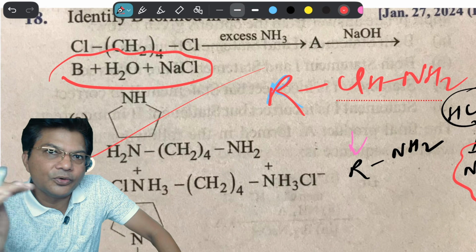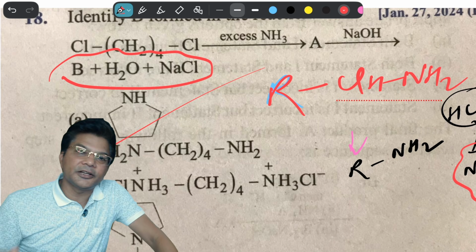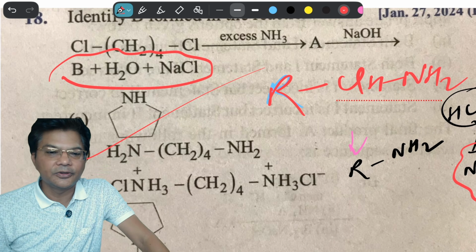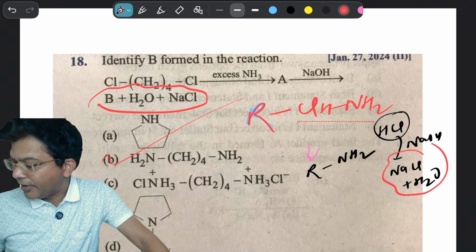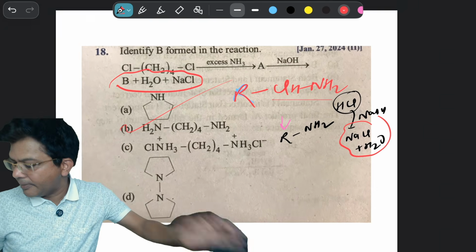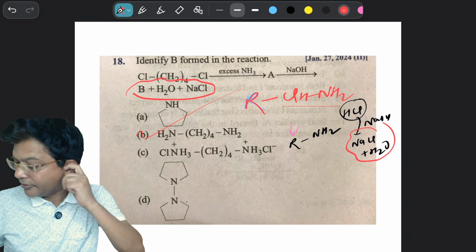Just to carry out the reaction more in the forward direction, the product should be eliminated out. So this is your answer. Very good question, very good explanation.